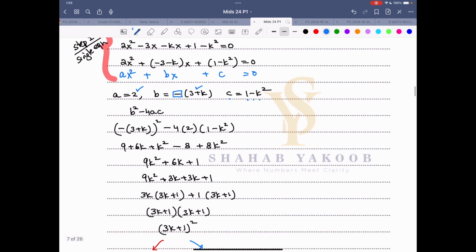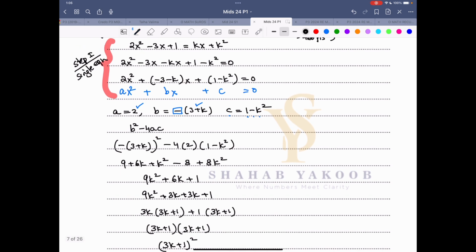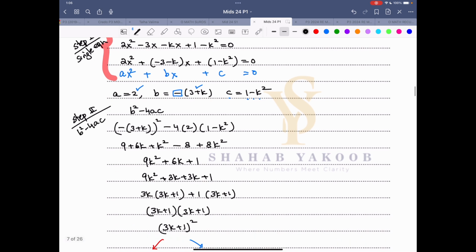And then the second step is to apply the condition. Second step, that is the discriminant, b squared minus 4ac. Now at this point, do not insert any inequality. Why? Because you have to show it, you have to prove it.